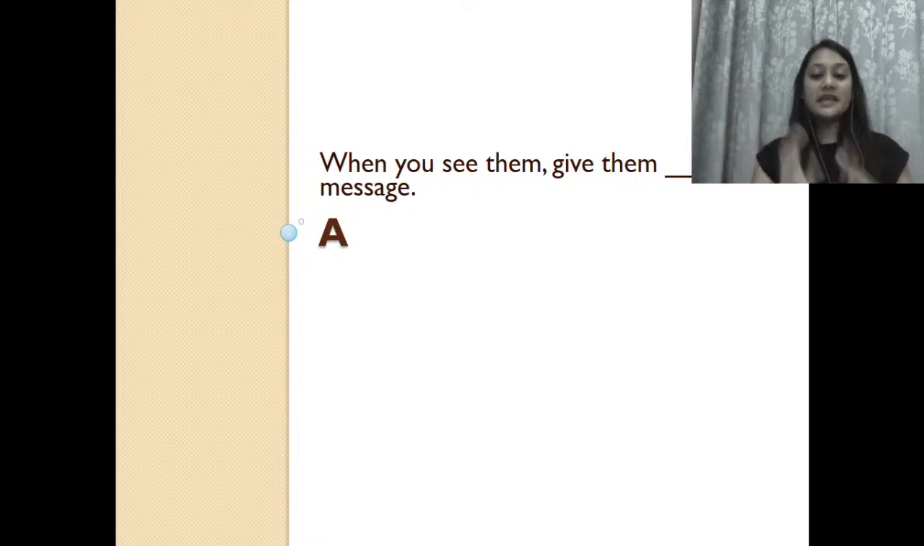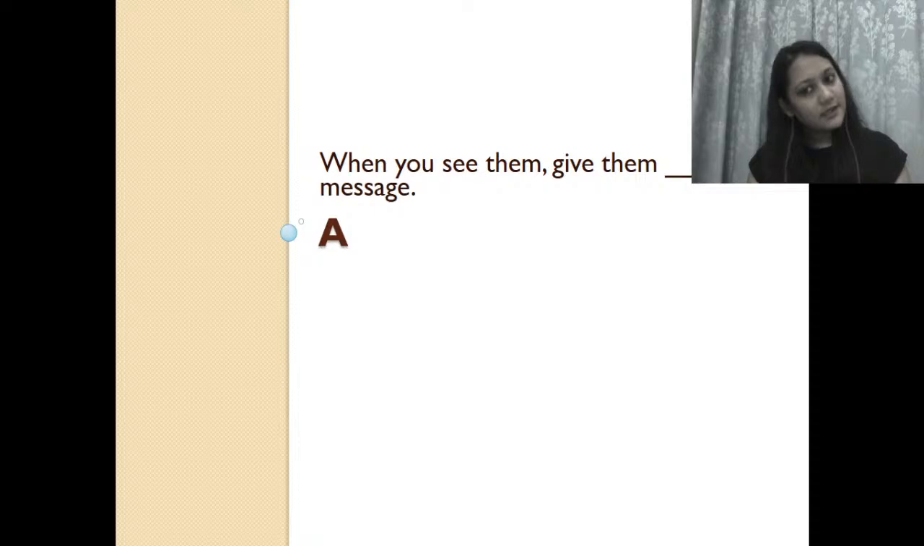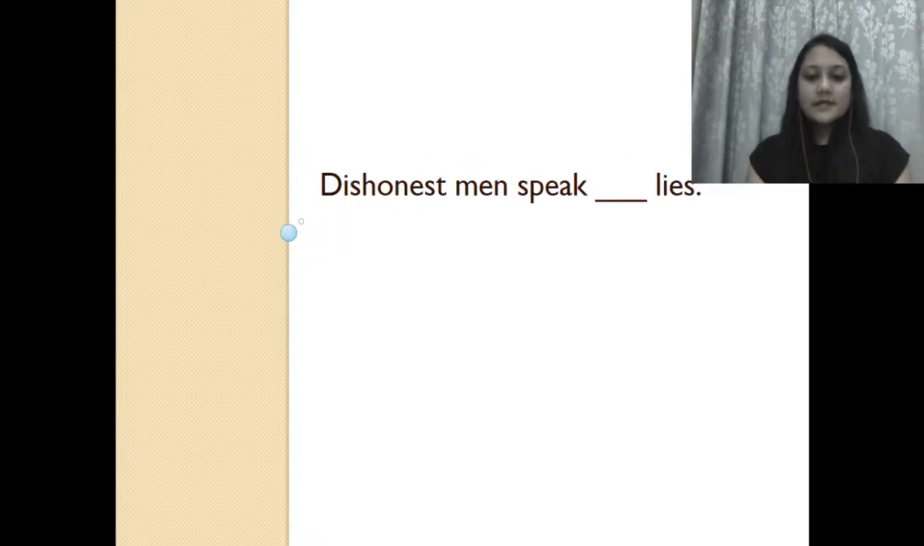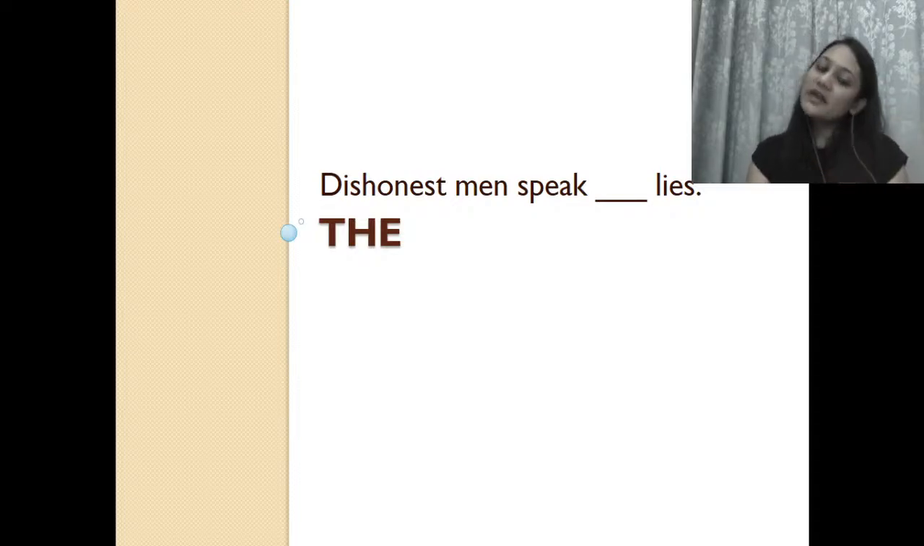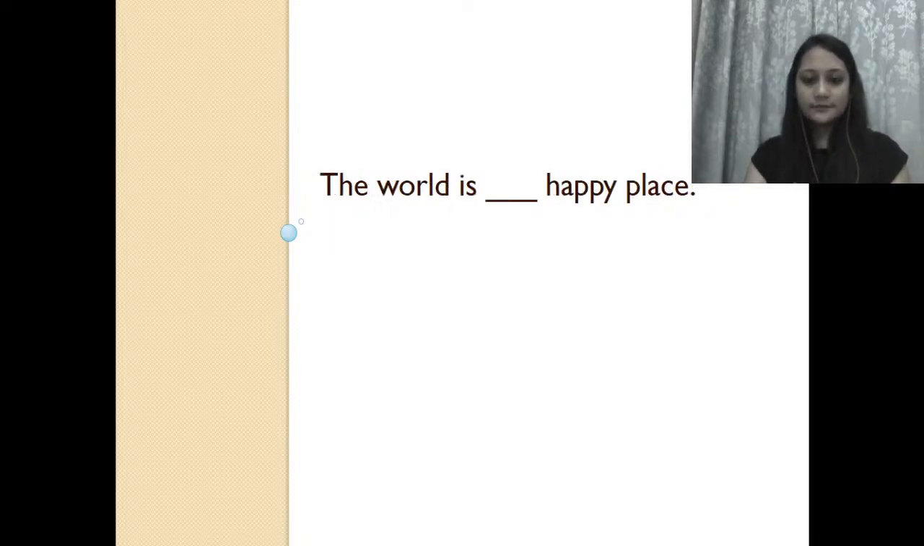But if you're telling the same message, when you see them, give them a message. The message was that you're supposed to reach there by 10 o'clock. So in that scenario, we have used the message there. Clear? Next. Dishonest men speak the lies. Okay, we are talking about a very set community of people, that is dishonest men. We are so sure, so certain, so particular, so specific with this set, this fraternity of dishonest men. That is why we have used the here. Are we clear?